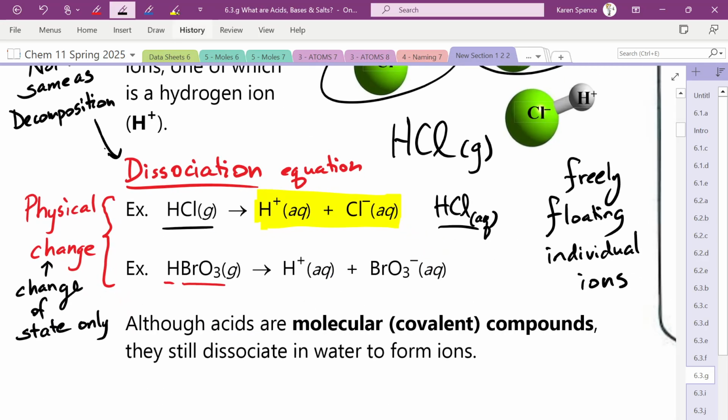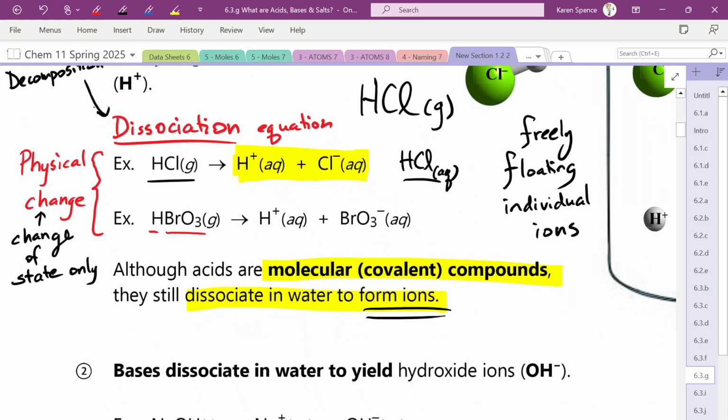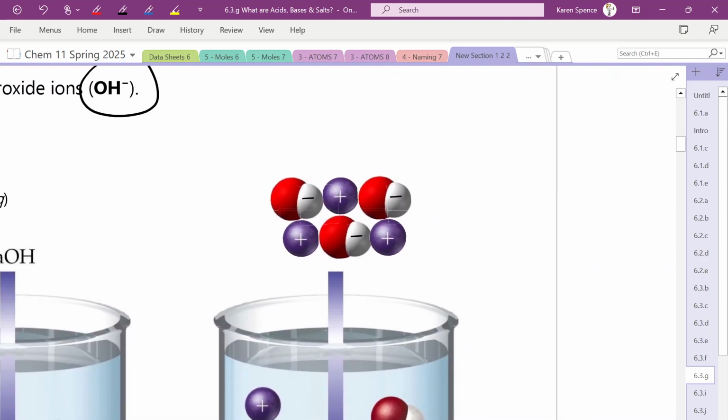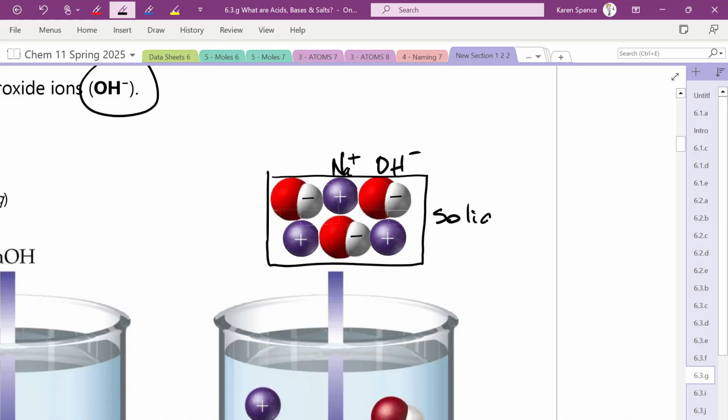Now, again, it just says here that although acids are molecular compounds, they still dissociate in water to form ions, which is weird, and we just need to live with that. Bases. Remember we said they taste bitter. So we've got the acids taste sour, the bases taste bitter. And that's because bases produce OH minus. So we can take our NaOH. This is the Na. This is the OH. And this is a solid. And we're going to toss it in the water.